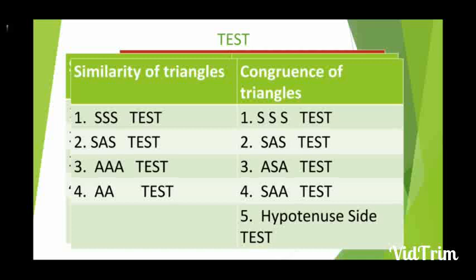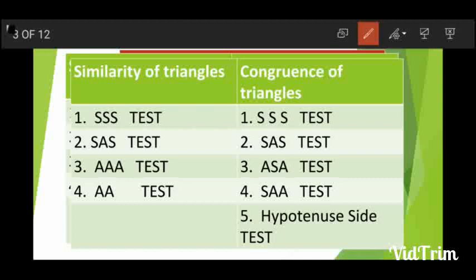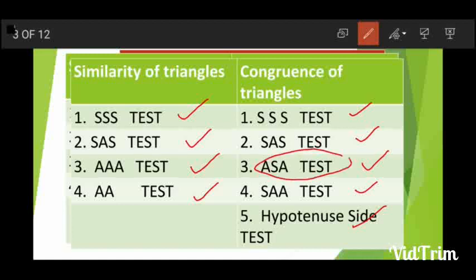Now see, in the last video we have already discussed certain tests for similarity of triangles. We have learned the SSS test, SAS test, AAA and AA test. In congruence of triangles, we have learnt about the SSS test, SAS, ASA, SAA and hypotenuse side test. Children, in the last video, I forgot to mention the ASA test. So let me explain this now.